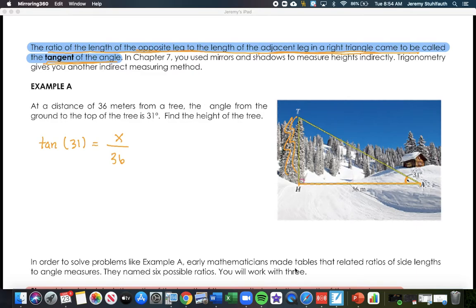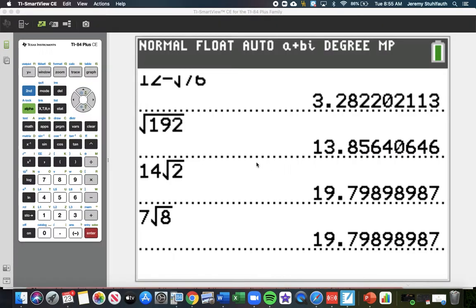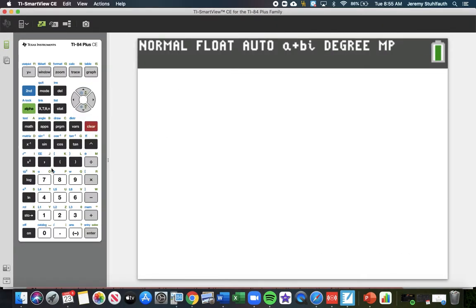So in order to solve for the height of this triangle, or the height of this tree, you would multiply both sides by 36. So you get x is equal to 36 times the tangent of 31. And what you would need to do is you would need to use a calculator. And in order to use a calculator here, you would type in 36 times tangent of 31.